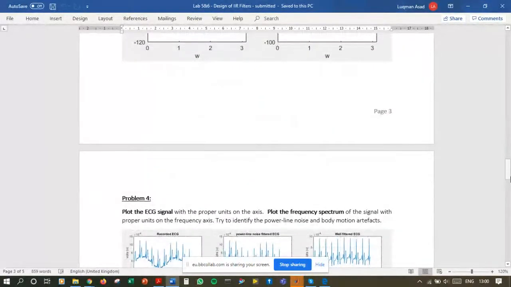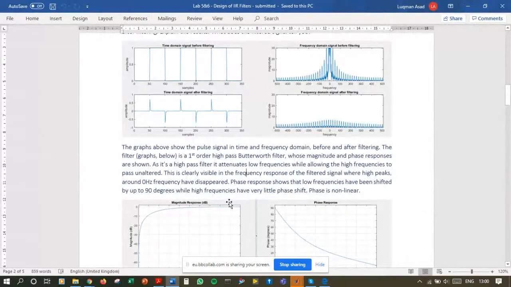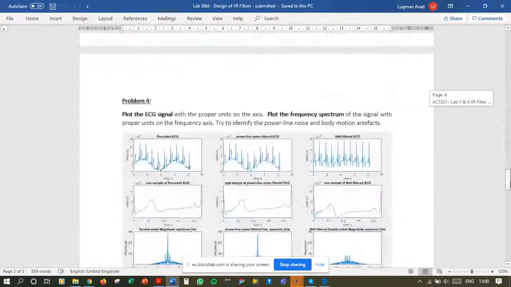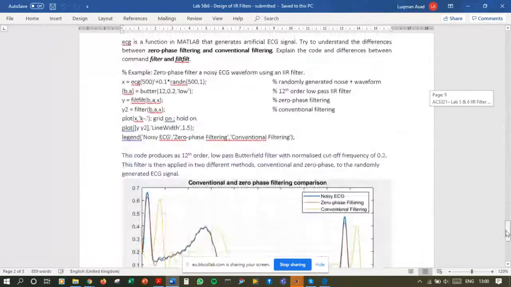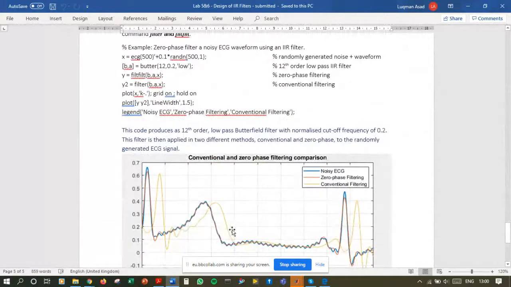And then, earlier it was different because I couldn't plot it using just the normal function, so I viewed it using FV tool. Okay. Now it's correct. It's what I was hoping to see. And with problem 5, I couldn't get the random code running.